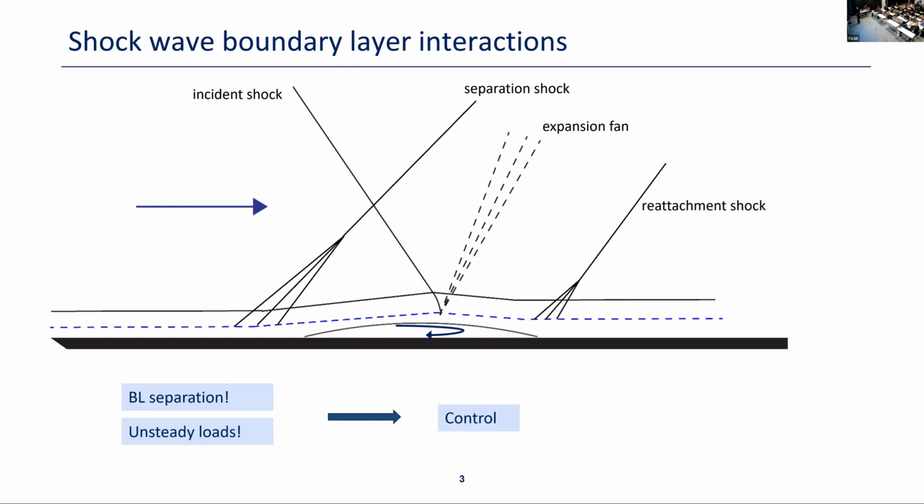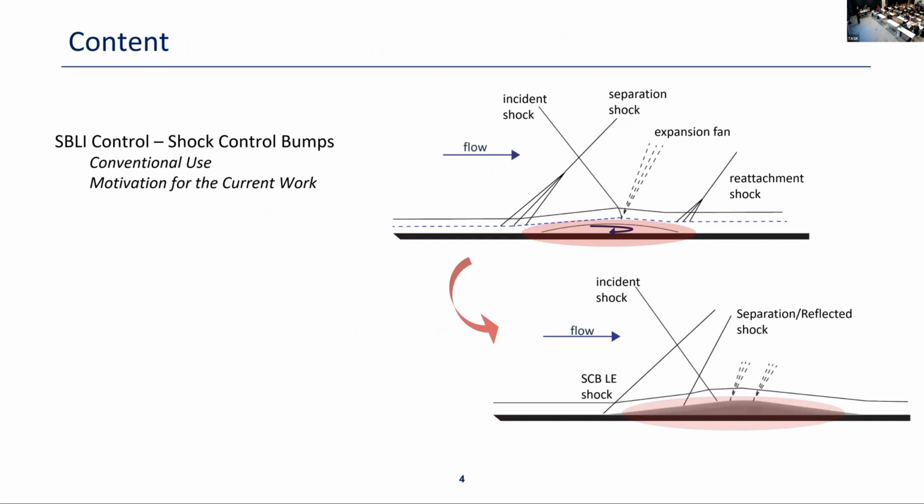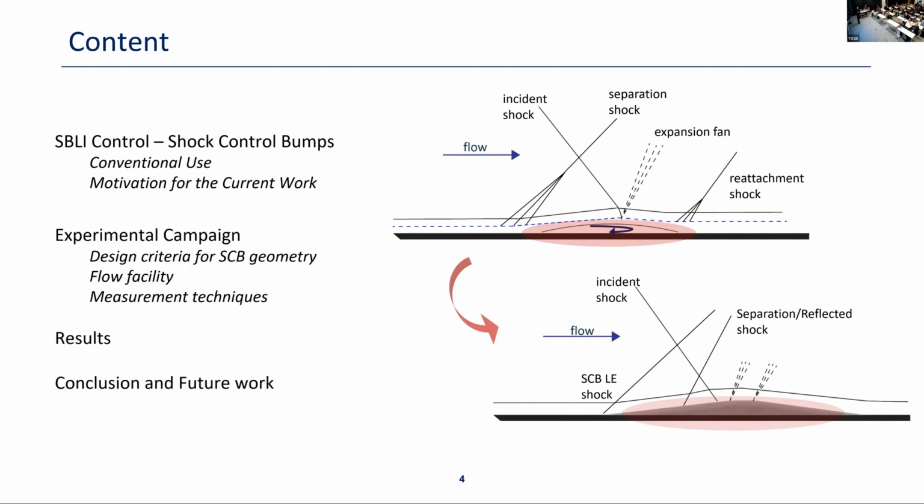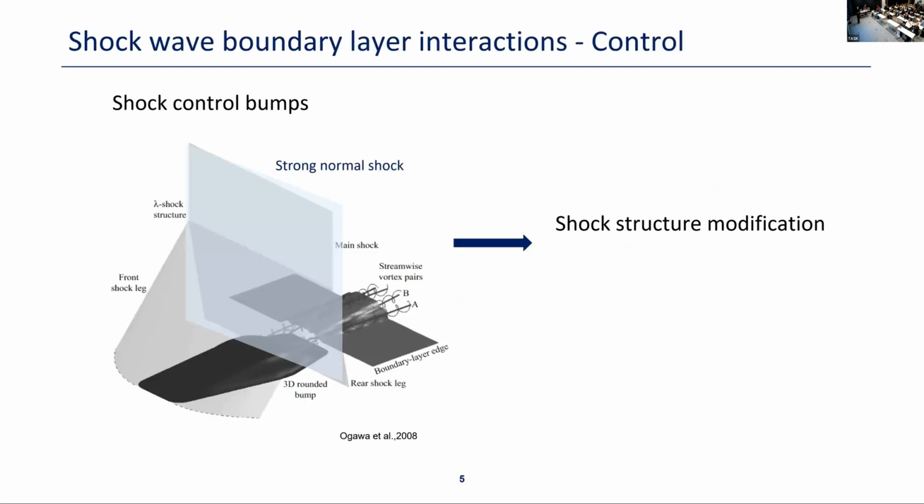So what we want to do is avoid all these consequences. So we want to control. Today I will talk about a specific type of control device, which is shock control bumps. The main idea, as Timothy also said, is removing that separation bubble and filling it with something solid like a wall. I did an experimental campaign, and I will try to explain how we came up with a more universal design, or the first step of that design, and then I will show some results and mention the upcoming work.